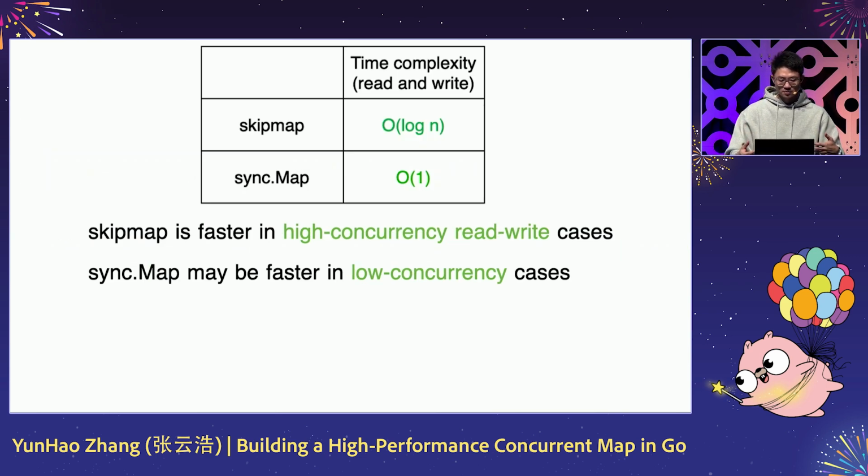Even though it is much faster in high concurrency read-write cases, given that it's based on the skip list, its average time complexity for read and write operations is also big O log n. Because the standard sync.Map is based on a hash map, its average time complexity is big O 1. Therefore, the standard sync.Map may be faster in low concurrency cases. So you need to choose different data structures based on your use case.